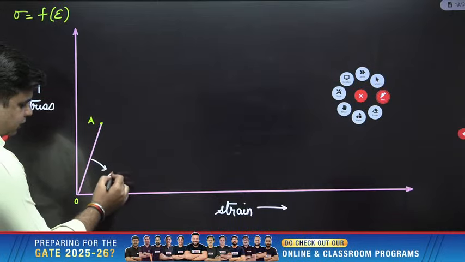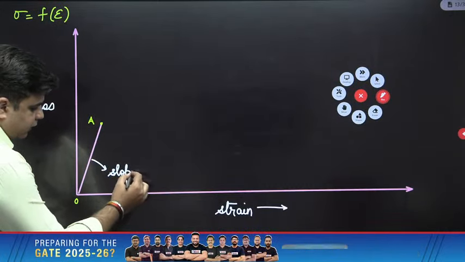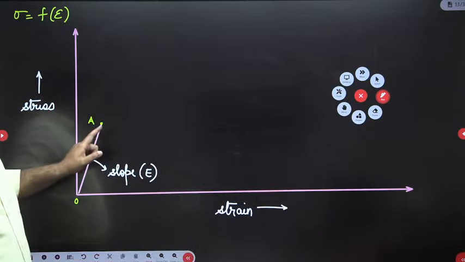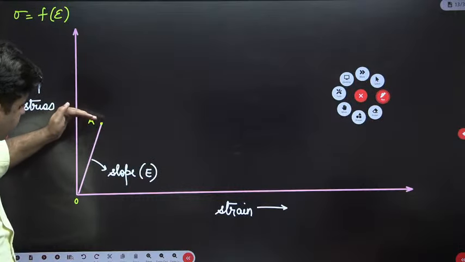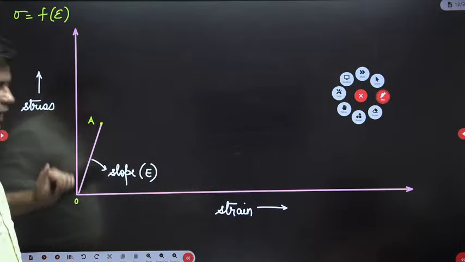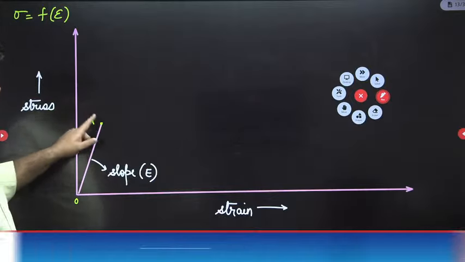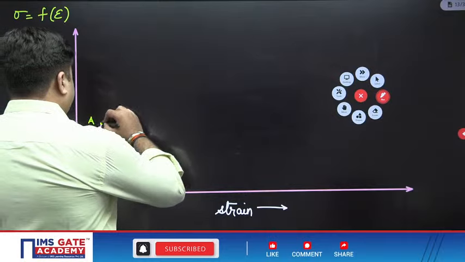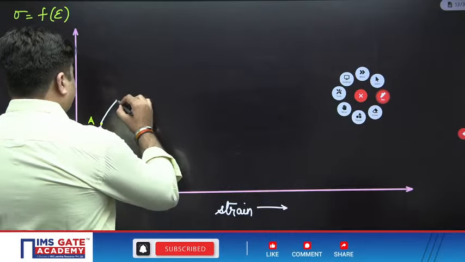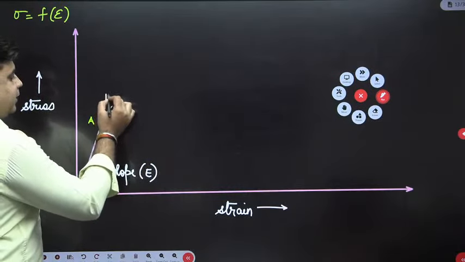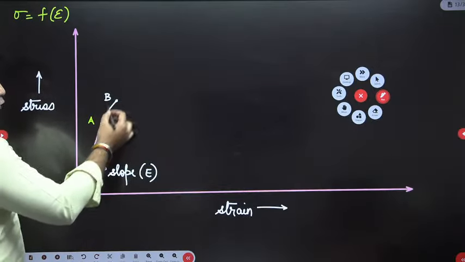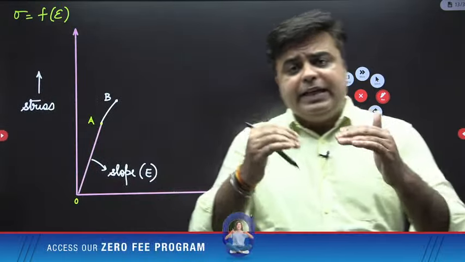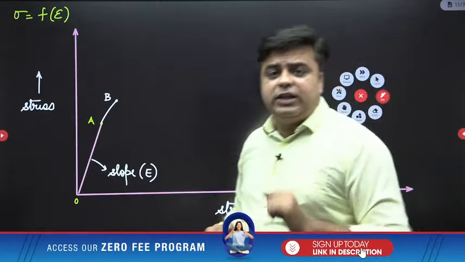The slope of this line is nothing but the Young's modulus. So when you remove the load, the material is going to regain its original shape and size. Beyond point A, the stress and strain variation is non-linear, and then we get this point which is called the elastic limit B. So this AB portion is non-linear till B. If you remove the load, the material is going to regain its original shape and size.